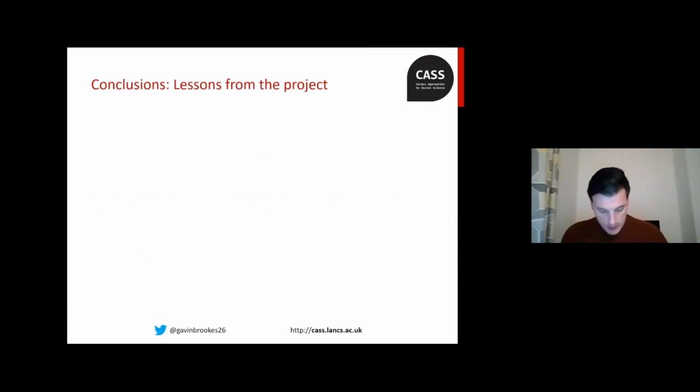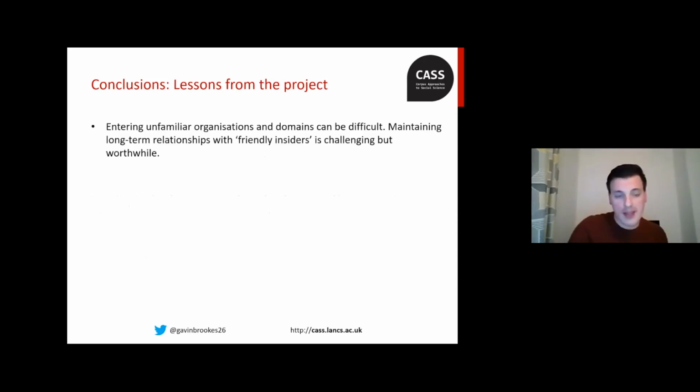So I just want to conclude with a few thoughts about the project and the lessons that we took from it. First, on a practical level, entering large organisations like the NHS can be very difficult and even intimidating, particularly if we're not familiar with how those organisations work. So navigating these organisations can require skills that as academics, and as corpus linguists in particular, we might not have. And universities don't really provide training in things like this.